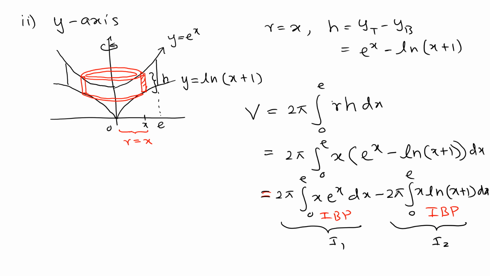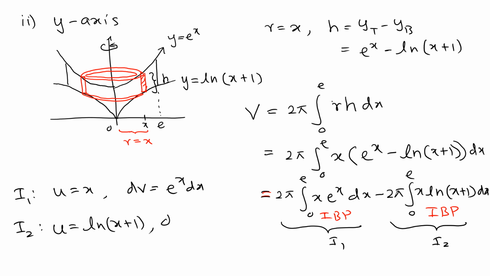For the I1 integral, you pick u equals x and dv equals e^x dx. For the second integral, you can see this is a log integral. When you see log, we pick the ln part as the u. So for the second one, we pick u equals ln x plus 1 and dv equals x dx. If you do those two, you can get the answer for this one.